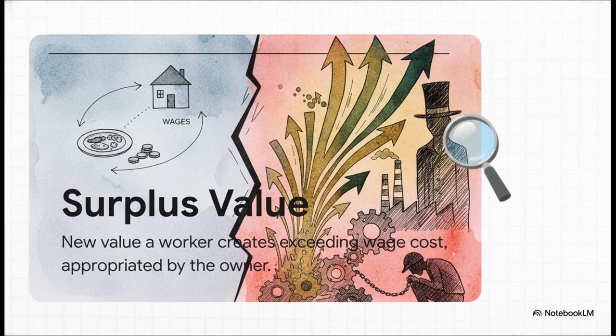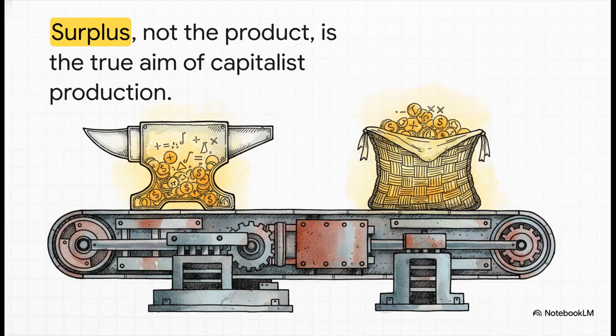The second part of that shift is where surplus value is generated. This is entirely new value created by the worker that totally exceeds their wage cost, and this surplus is directly appropriated by the owner of the business. Marx makes a really pointed argument here. The true aim of this whole system isn't just making a useful product, like weaving cloth or forging steel, but generating this very specific mathematical surplus.